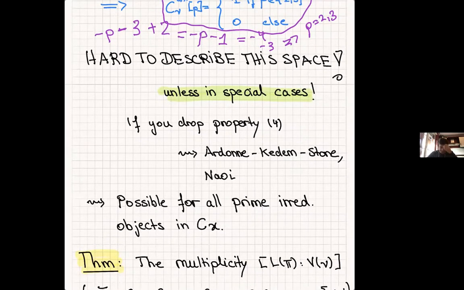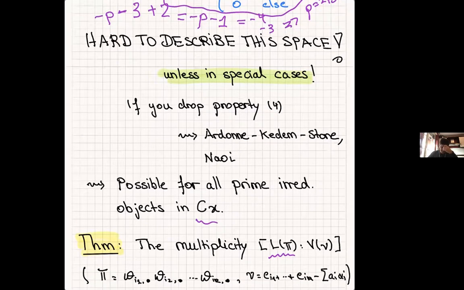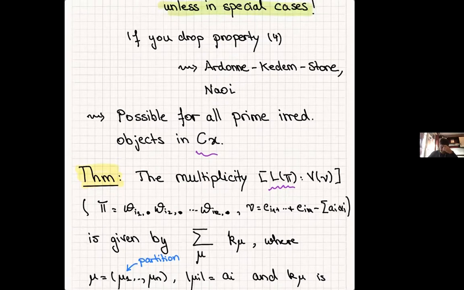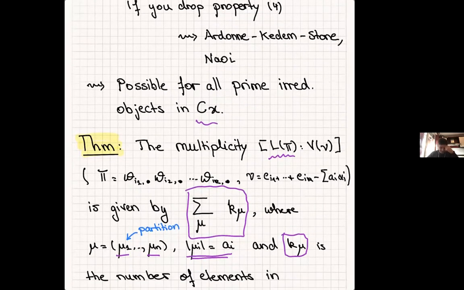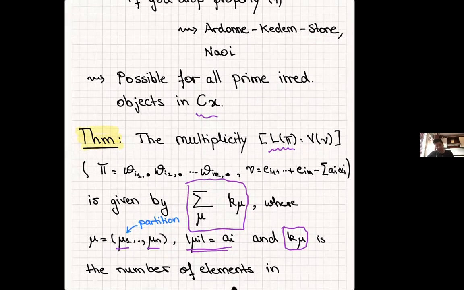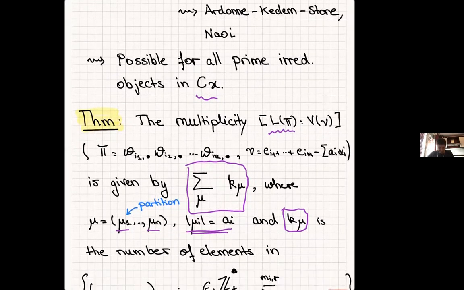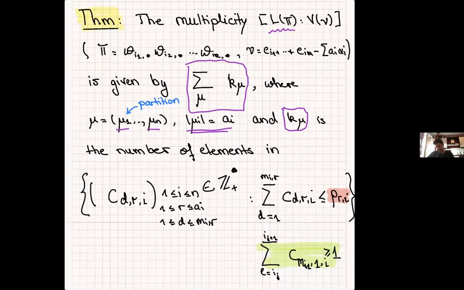So the multiplicity, for these prime objects in the Hernandez-Leclerc category C_kappa, is given by a positive sum. You sum up over all multi-partitions, okay? So mu is a multi-partition: you take mu_1 as a partition up to mu_n as a partition, and the number of boxes in mu_i is exactly a_i. And now what is k_mu? It is the number of lattice points in a polytope, and the polytope is described by two families of inequalities.